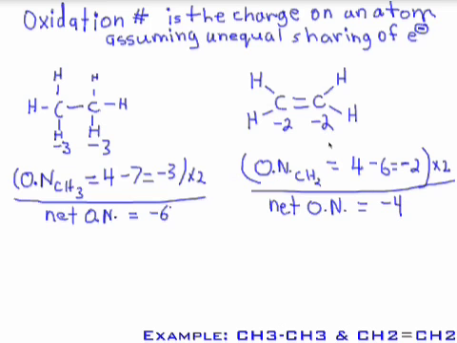Now the more positive the value, the less negative the value, the more oxidized you are. Ethene has a negative 4. It's more positive than negative 6. Hence, ethene is more oxidized than ethane. Now, you say, why use oxidation number? I mean, it's obvious that ethene has lost hydrogens compared to ethane. That ethene must be a more oxidized version because oxidation corresponds with the removal of hydrogen.